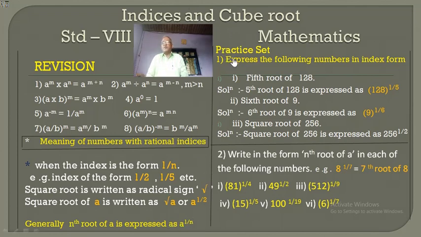Exercise here. First question. Express the following numbers in index form. Sub question first, fifth root of 128. Solution. Fifth root of 128 is expressed as (128) raised to 1 upon 5. Second sub question, sixth root of 9. Solution, sixth root of 9 is expressed as 9 raised to 1 upon 6.